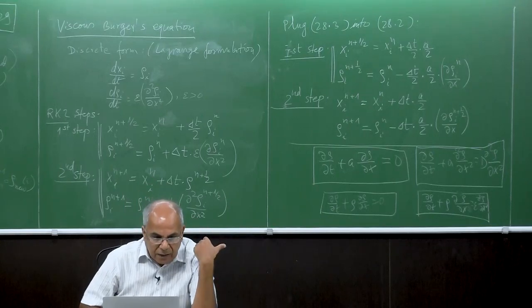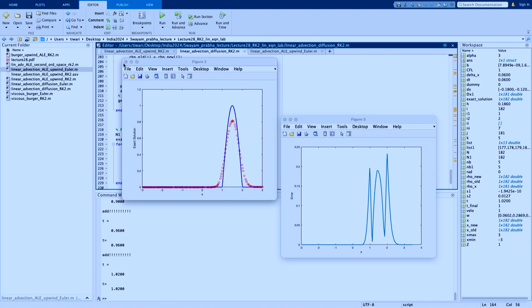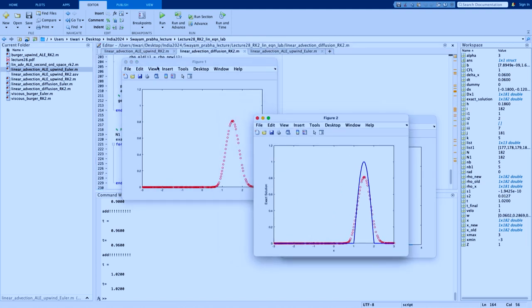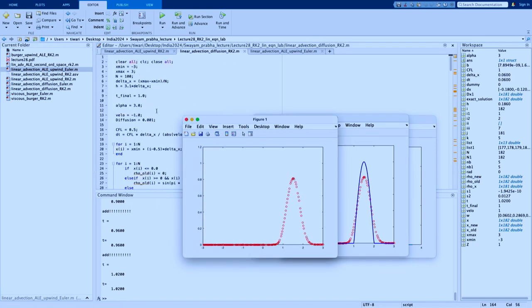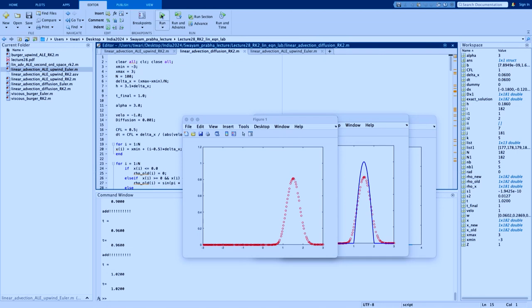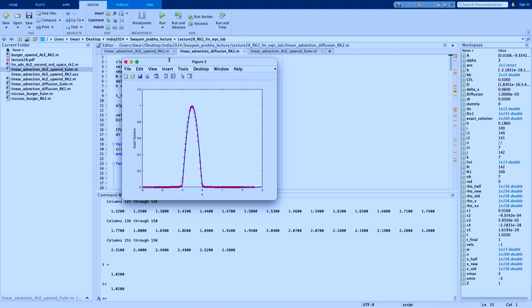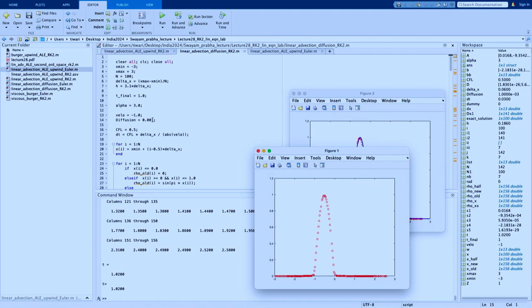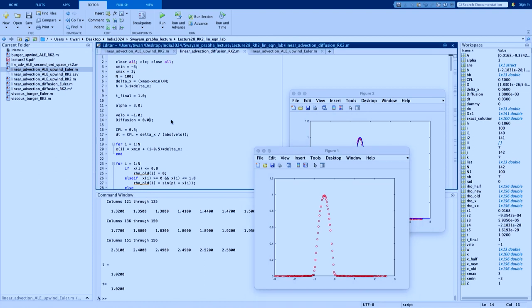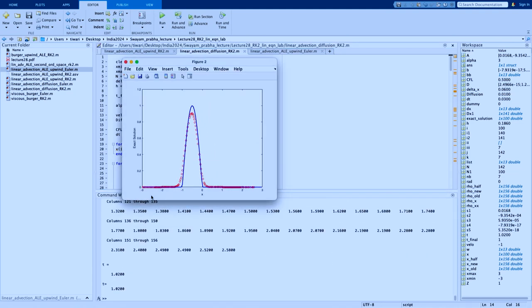Now we are in the linear diffusion equation here, and I play with different epsilon. Remember the diffusion coefficient epsilon was 0.001. Now run it again, 0.001 with 100 points. We are very close to the exact solution. Now I increase it by a factor of 10. So what do we get? We get a little bit smoother.